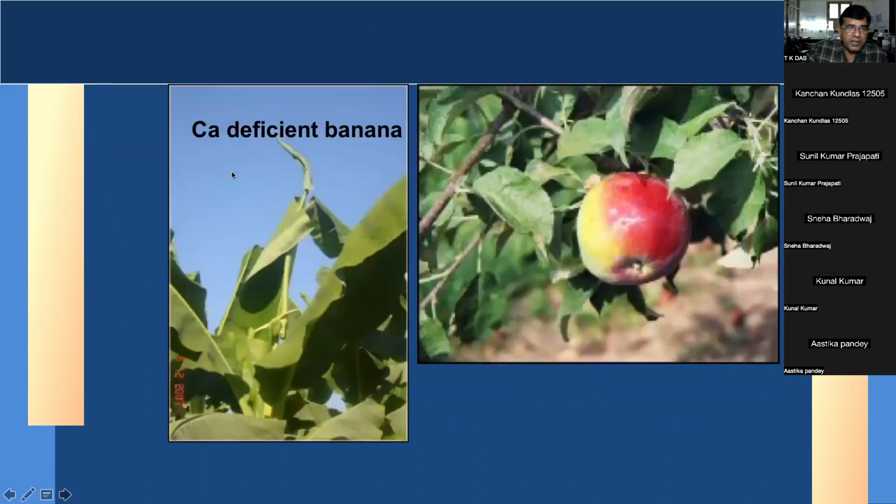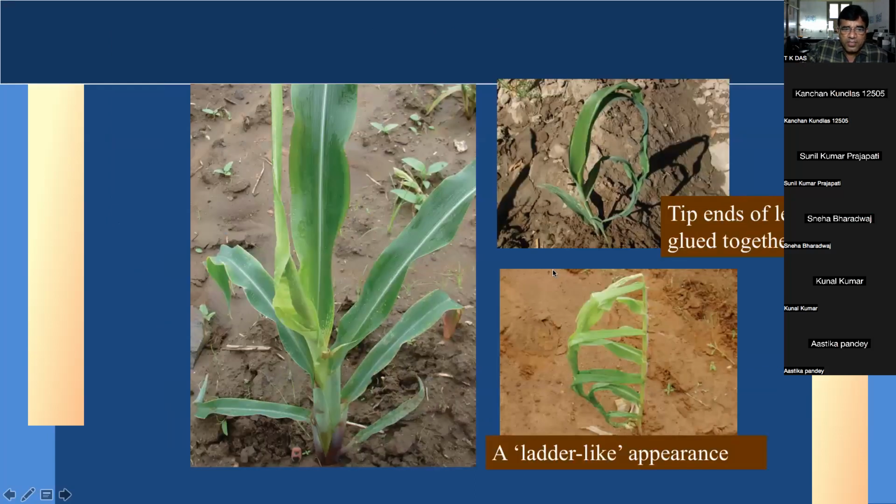Now you can see in banana, you can see the twisting of leaves. Here you can see the growing part. The growing part is getting twisted. The discoloration of apple, you can see the quality of apple is affected by calcium deficiency. You can see here this twisting of younger leaves. You can see in maize, and here you can see ladder-like structure. The tip ends of leaves glued together.